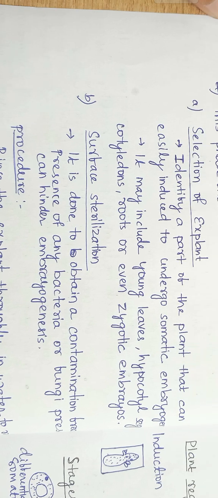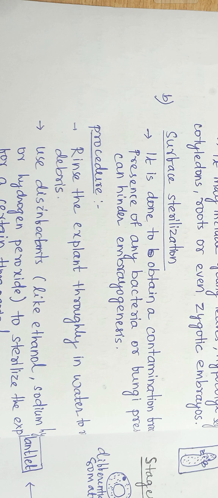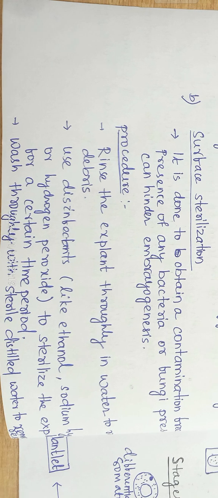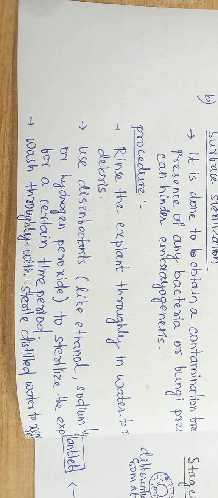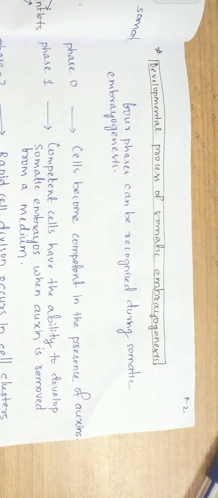Then we will surface sterilize it. It is done to obtain a contamination-free explant, without the presence of any bacteria or fungi. The presence of any bacteria or fungi can hinder the embryogenesis process. So how will we do surface sterilization? We will rinse it with water, or we can use disinfectants like ethanol, sodium hypochlorite, or hydrogen peroxide to sterilize the explant for a certain time period. Then we will wash it with sterilized distilled water. So this completes step 1, induction.